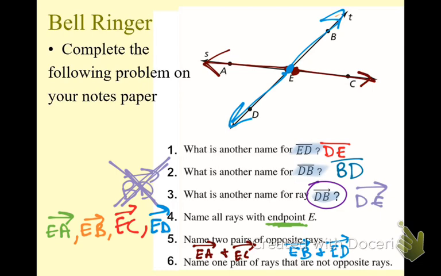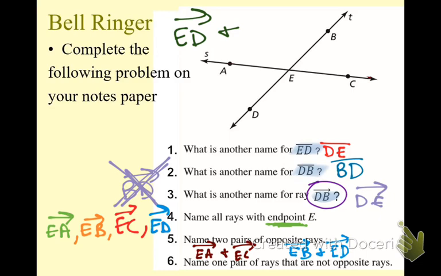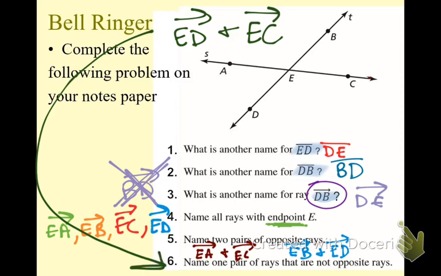All right, this last one has many, many answers. List a pair that are not opposite. So pick a ray in general. ED. Sure. So I could say ED and EC. I just don't have room at the bottom. This is for number 6, just so we're all clear. So we're listing that one pair that are not opposite rays. So we said ED and EC. What else could we say with ED? EA. EA is also not a pair of opposite rays.